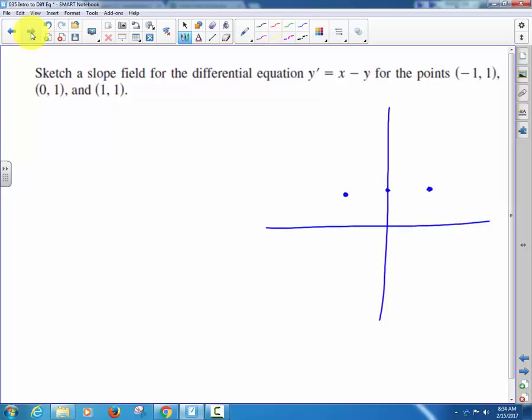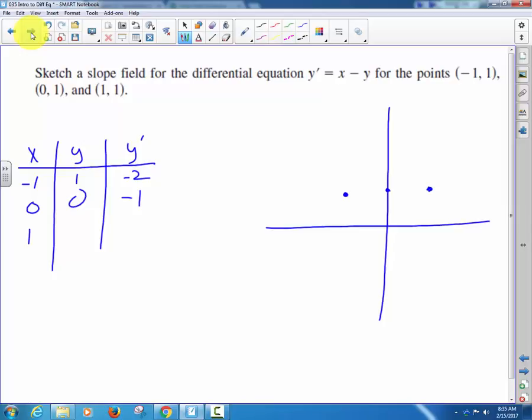Now, what I do, this is partially for me, but partially for the person that's grading my paper. I'm going to come over here and do a 3-column T-chart. Okay, when x is negative 1 and y is 1, I'm going to plug them in up here to figure out what y prime is. Y prime is negative 1 minus 1, so y prime is negative 2. The next point is 0, 1, so it's 0 minus 1, it's negative 1. The next point is 1, 1. 1 minus 1 is 0. So that tells me what the slopes are.